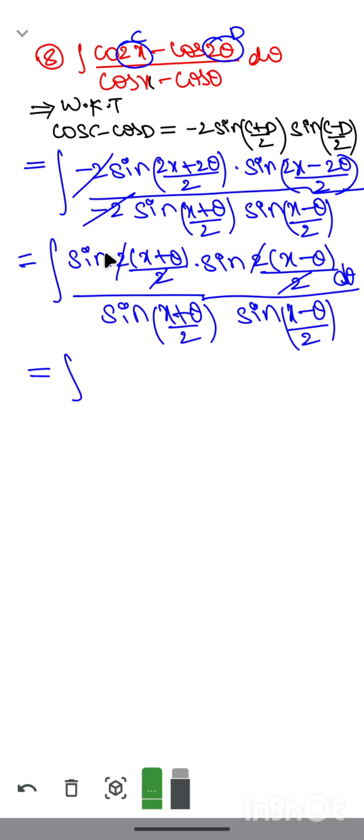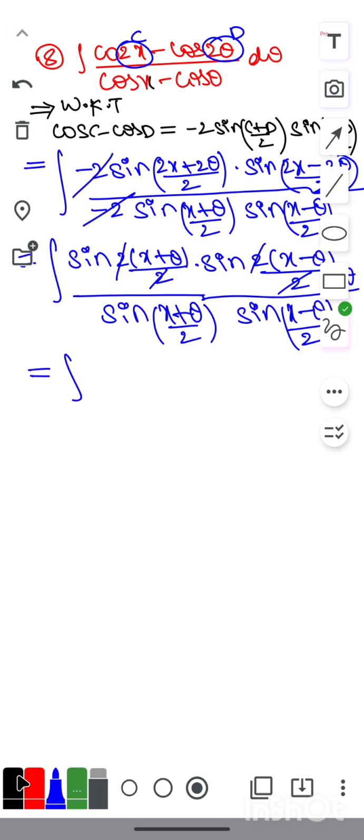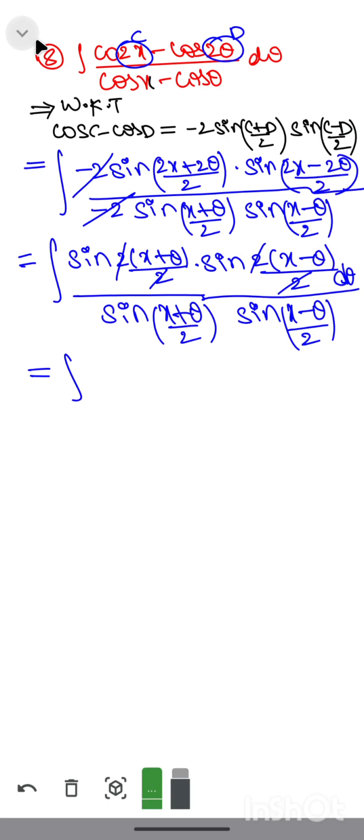See here, after cancelling, we are left with sine of (x plus theta) and sine of (x minus theta) divided by sine of (x plus theta) by 2 into sine of (x minus theta) by 2. Still we cannot find the integral of the given function. So what I can do is rewrite the given terms similar to the denominator. In the denominator the angle is divided by 2, so assume this is in the form of sine theta. Clear? Assume this is in the form of sine theta.